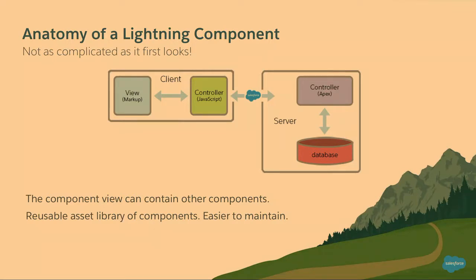And components can contain other components. So you don't have to have just these big components that you build up. Ideally, your components will be broken down into a lot of reusable components. You can include them in each other, and that's going to help you build up this asset of components, and it's going to be easier to maintain.